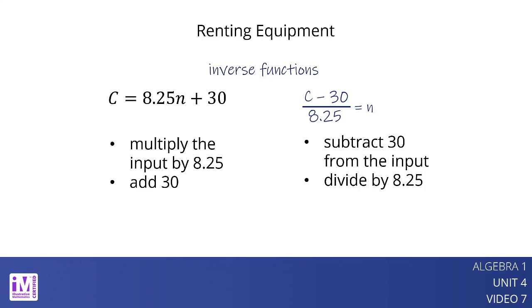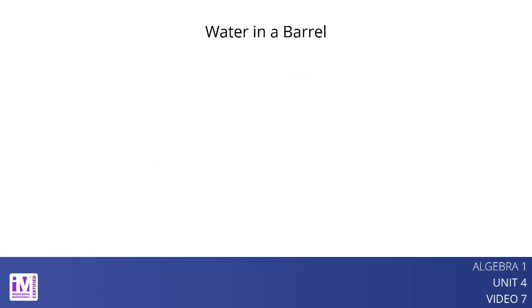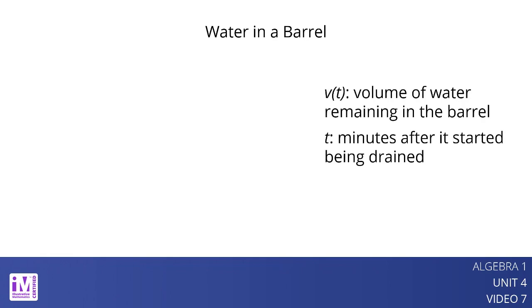Let's look at another situation. The water in a rain barrel is being drained to water a garden. Function v gives the volume of water remaining in the barrel in gallons t minutes after it started being drained. This equation represents the function: v of t equals 60 minus 2.25t. From the equation and description, we can reason that there were 60 gallons of water in the rain barrel and that it was being drained at a constant rate of 2.25 gallons per minute.